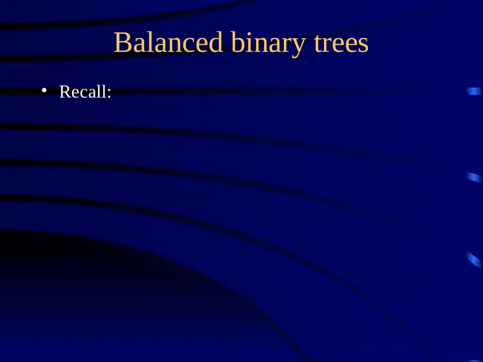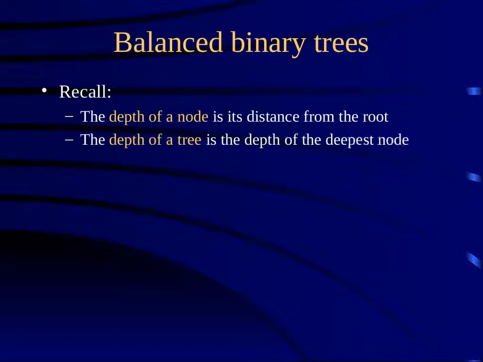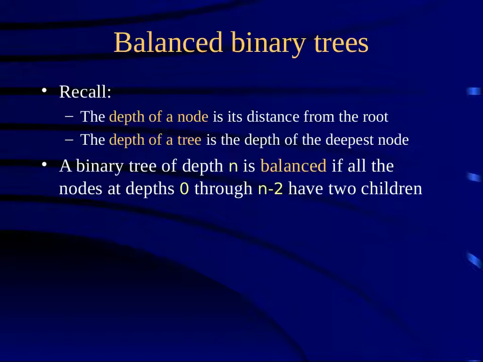First let's talk about a balanced binary tree. Remember, the depth of a node is its distance from the root. The depth of the tree is the depth of the deepest node. A binary tree of depth n is balanced if all the nodes at depth 0 through n-2 have 2 children. That's a confusing definition, but if you look at it pictorially, it makes perfect sense.